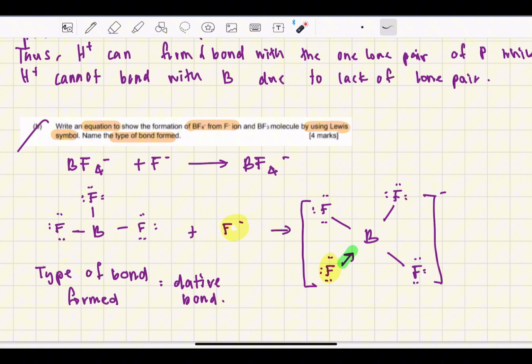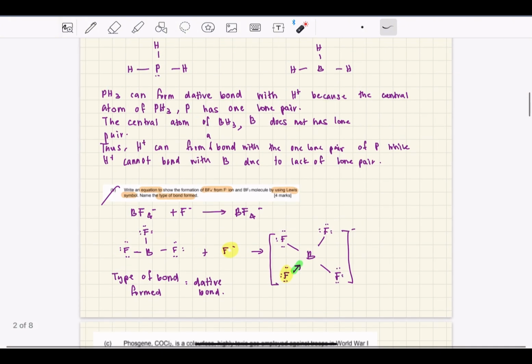To show that the type of bond formed is a dative bond, you must show this arrow, because a dative bond is the only bond where you have to show this arrow. If you don't show it, it is just a covalent or ionic bond. So for a dative bond, you have to show this arrow.